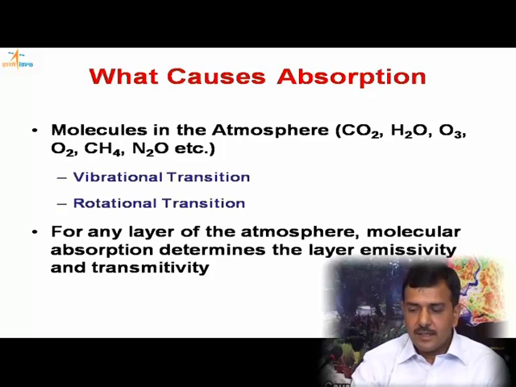Now, what causes these absorptions? Why do we have these types of absorption in the atmosphere due to these gases? We have to understand this before we go to hyperspectral remote sensing. We know that in the atmosphere we have various gases like carbon dioxide, water vapor, ozone, oxygen, methane, etc.